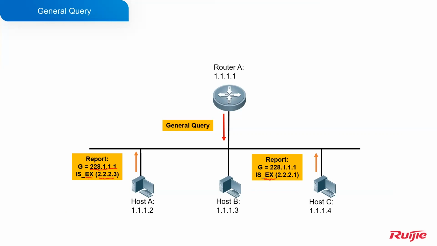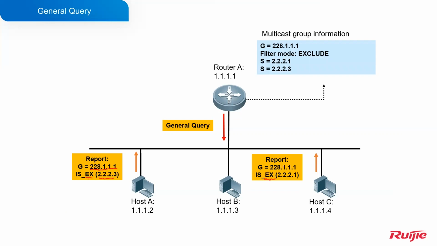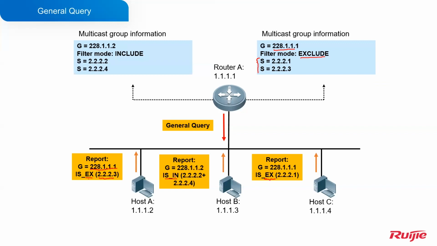So in this case, on the router, it will generate multicast group information. The group is 228.1.1.1. Filter mode is exclude. Exclude what? Exclude the packets from these two sources, 222.1 and 222.3. And host B will send a report for 228.1.1.2, meaning I want to receive the multicast packets from this group. And the filter mode is IN, meaning include. I want to receive the packets from this group, and the source could be 2.2.2.2 or 2.2.2.4. So on the router, it will generate another entry, different from the other one. Here it includes these two sources. Okay, this is the general query.